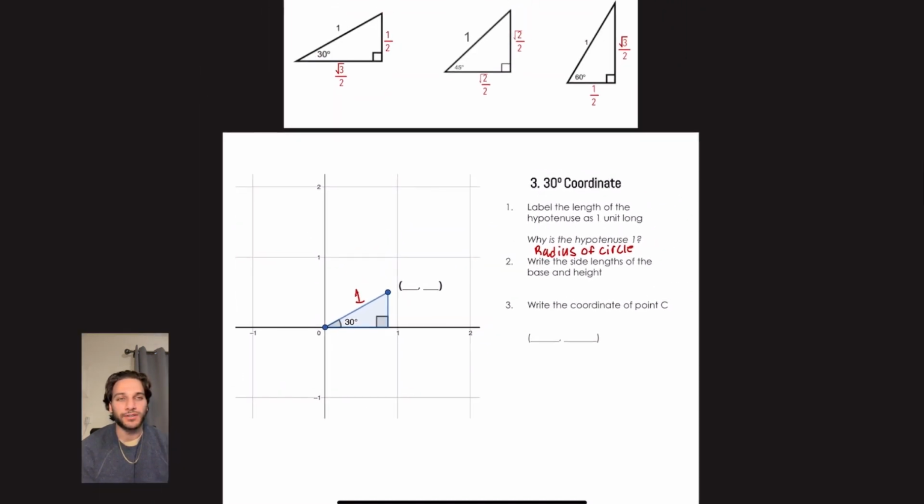So next, we're going to write the side lengths of the base and the height. And so now we can look at these triangles that we came up with and see that we're just going to be using the first one, the one on the very left. And so my hypotenuse for both of those is 1. And then the base angle, or theta, that we're using is 30 degrees.